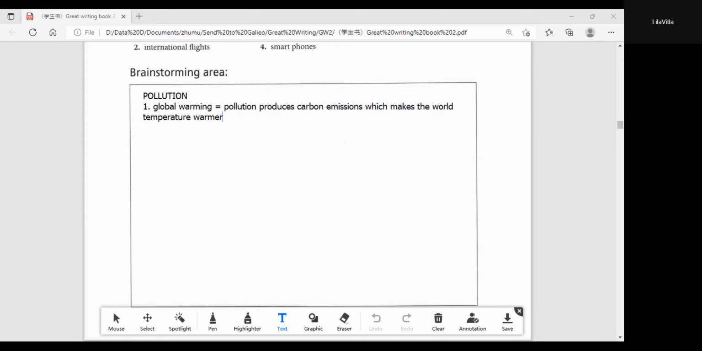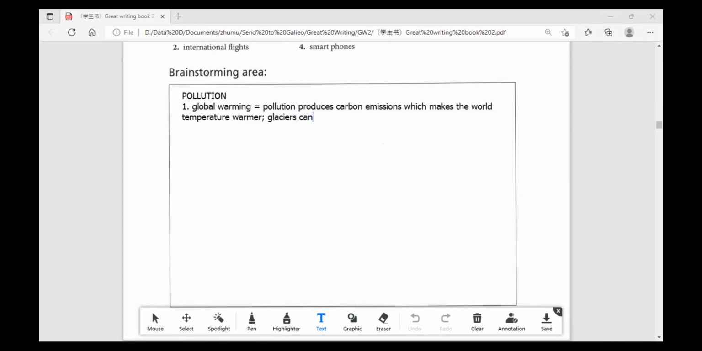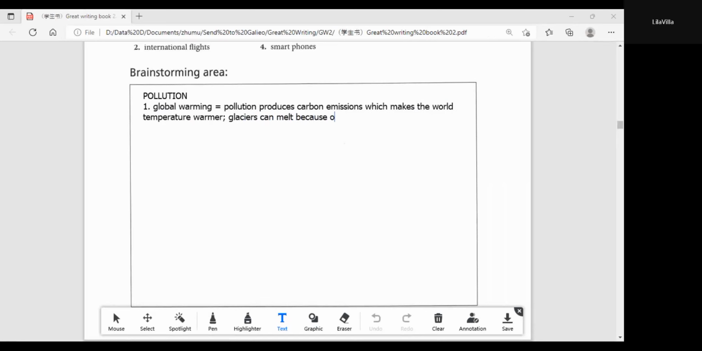And the glaciers can melt because of the carbon emissions. All right, that's good. That's a good connection. Anything else you want to add? Another type of pollution. What else can you think of?